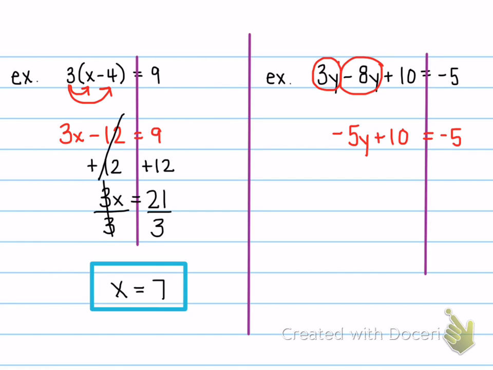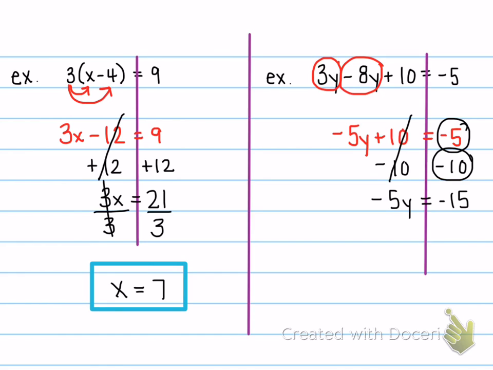That means I am going to minus 10 because it was a positive 10, and I'm going to minus 10 on the other side. Positive 10 and negative 10 cancel out. I'm left with negative 5y equals, I had a negative 5 and a negative 10, which makes negative 15.